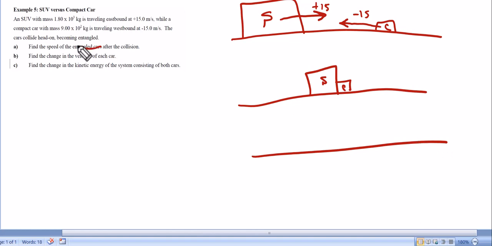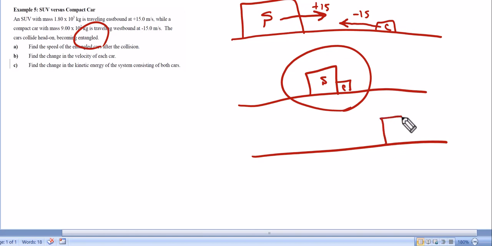They become entangled. Now, my question to you is this. From a conceptual, real-life point of view, once they become mangled up, is the mangled up mass going to go to the left, westbound, or to the right, eastbound? Well, think about momentum itself. Momentum is mass times velocity. They both have the same velocity, essentially, but this one's got the bigger mass. So the SUV is going to, based on Newton's laws, be the one that determines which way this whole thing is going.